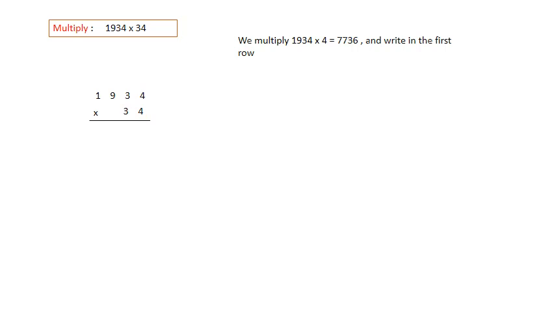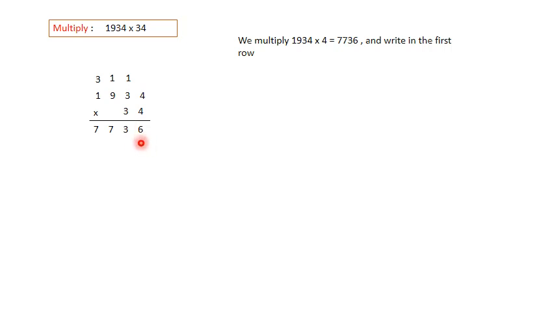See here, in the earlier step we have done this. We multiplied 1934 by 4, we got 7736 and we write it down in the first row. See here we have written it. When we multiplied 1934 by 4, we got 7736, which we have written in the first row. Now the same 4-digit number, we are going to multiply by 3 here. 3 means 30, this is 34. So now this is 30.